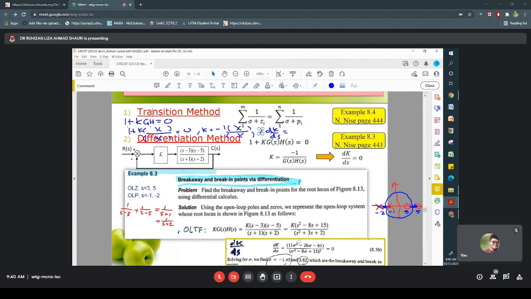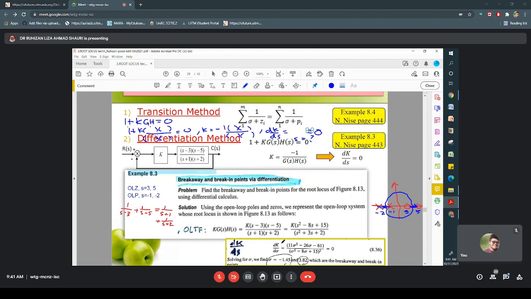Please try and see whether you get this, and then equate it to 0. Once you get your dK over ds done, then you have to equate it to 0. When you equate something to 0, you can solve for the solution, and you will get these two answers, same as what you have used before, the transition method. Try this out using your mathematics and see whether you can get the same answer.